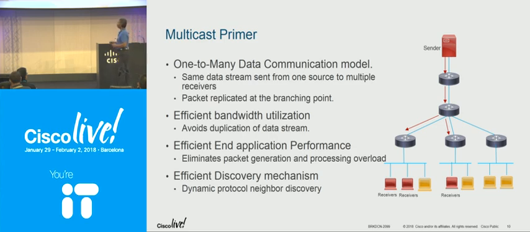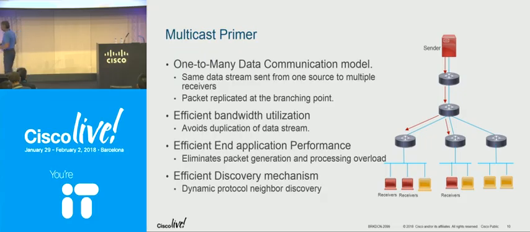From the server's point of view, it's just going to send one copy of the data, irrespective of the number of receivers. And from the network elements' point of view, no link will receive more than one copy of the same data stream. Like I said, if there are different receivers reachable through different egress interfaces, the node acts as a branching point, replicates, and then forwards it out.